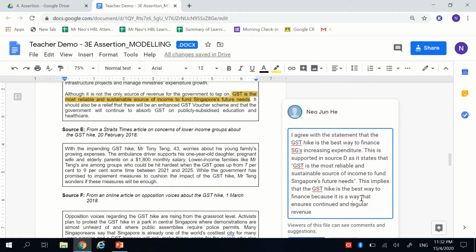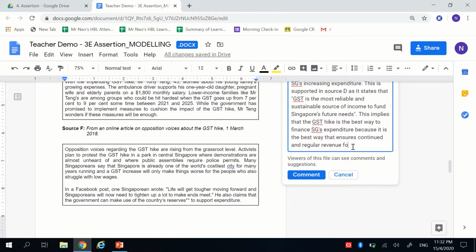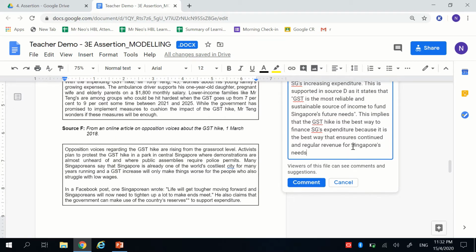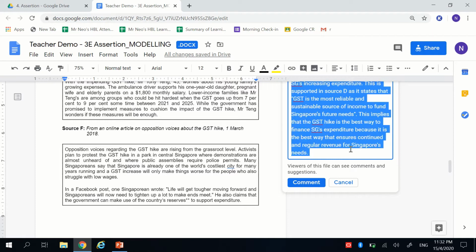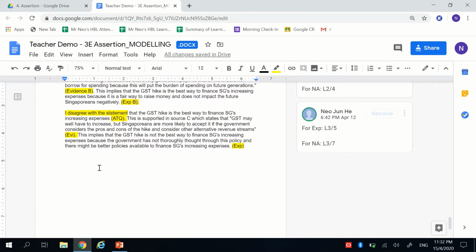So this is the best way to finance Singapore's expenditure because it is the best way that ensures continued, this is the idea of sustainable, continued and regular revenue for Singapore's needs. Let me just copy and paste this over. This is the answer for source D.